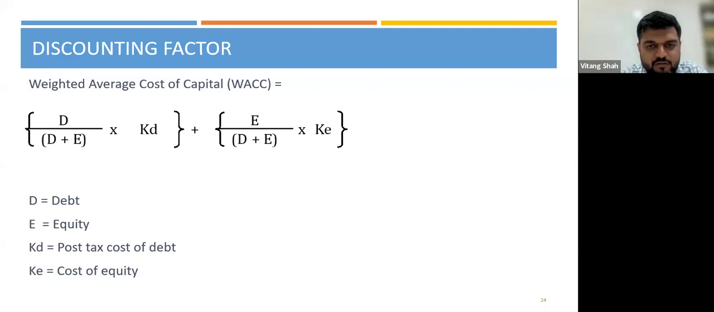Now, once you have the cost of equity, you do nothing but weight the cost of equity and the cost of debt according to the capital structure mix. And that's how you arrive at the weighted average cost of capital.